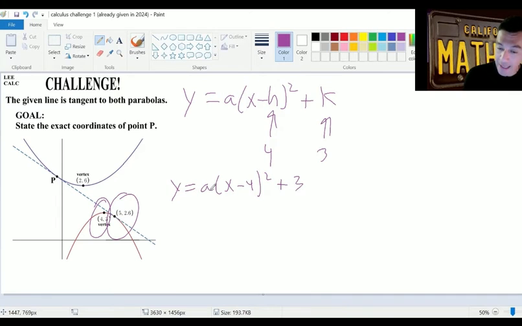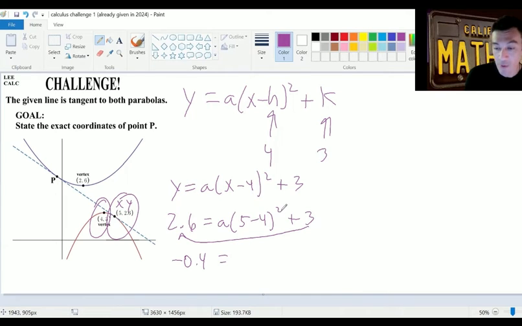Now to find a, you take the random point and plug in its coordinates in for x and y. I would then immediately subtract 3 from 2.6. And then 5 minus 4 is 1. 1 squared is 1. 1 times a is a. So a is negative 0.4, which goes right there. So just like that, we have the equation of the upside down parabola.